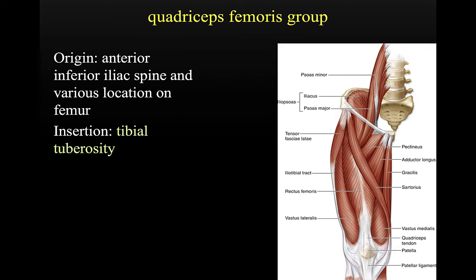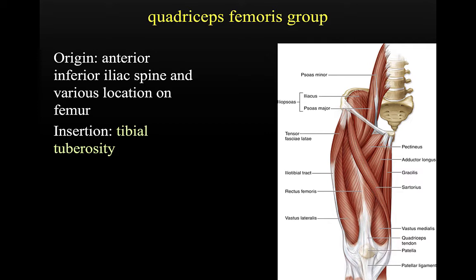Now, our next task here is to take a look at the Quadriceps femoris group. The Quadriceps femoris group is going to have a complicated origin because it's really 4 muscles. They're going to originate on things like the anterior inferior iliac spine and various locations on the femur, such as kind of along the neck and on the greater trochanter. What's really important about this group is they have a common insertion on the tibial tuberosity. And that's going to tell us what they're going to do.